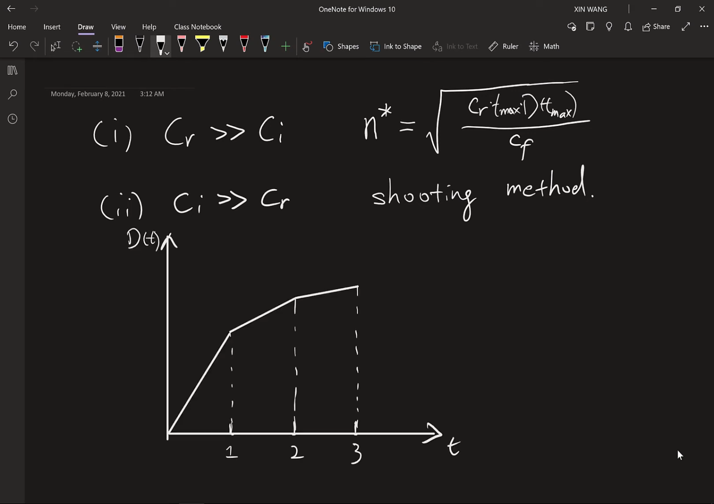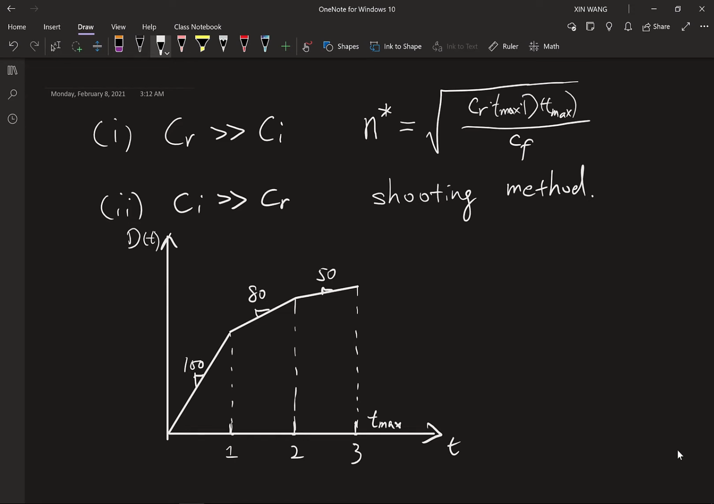So here, let's consider a specific example where we have a time-varying demand, d(t) over t, and the maximum time is 3. The cumulative demand curve has 3 pieces. In the first piece, the gradient is 100. In the second piece, the gradient is 80. In the third piece, the gradient is 50.